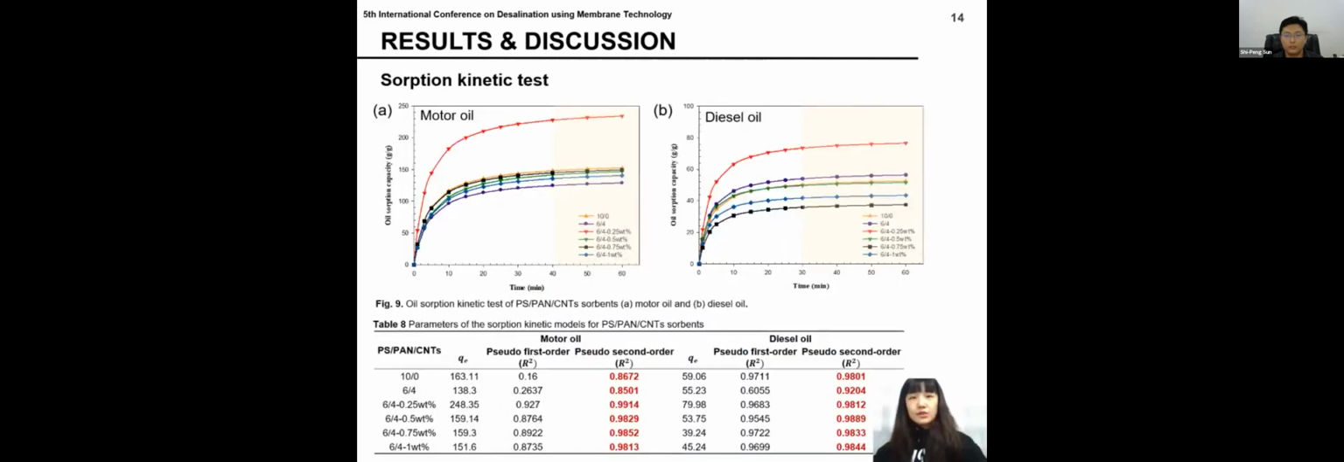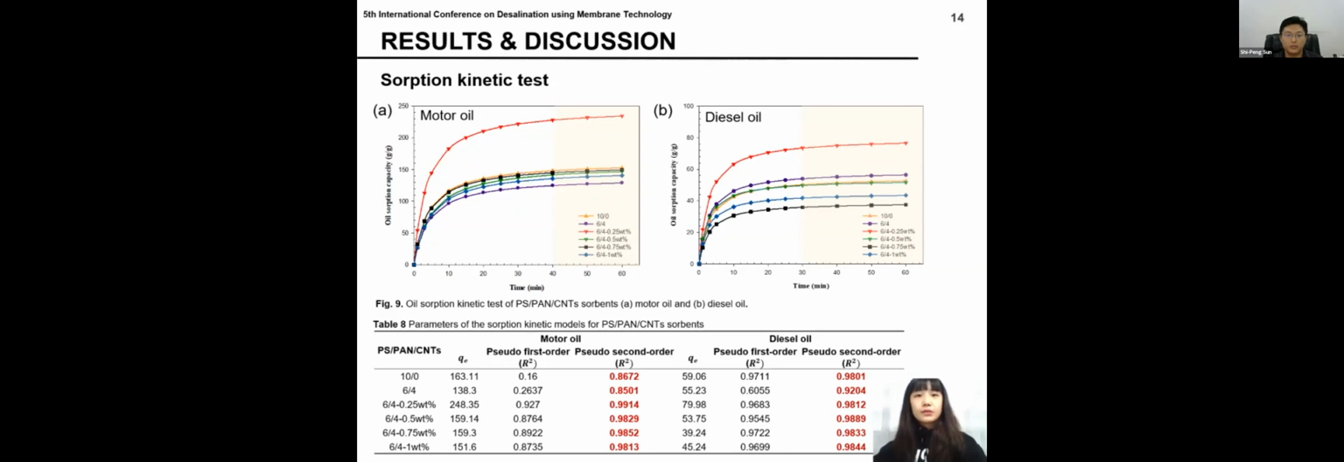This is a result of the sorption kinetic test. All sorbents quickly absorbed oil within 10 minutes due to capillary force of the surface. After that, the rate of oil sorption by the sorbent slowly increased, and oil was absorbed in the voids and surface of the absorbent due to van der Waals force between molecules. The sorbent reaches a static state after 40 minutes in motor oil and after 30 minutes in diesel oil.